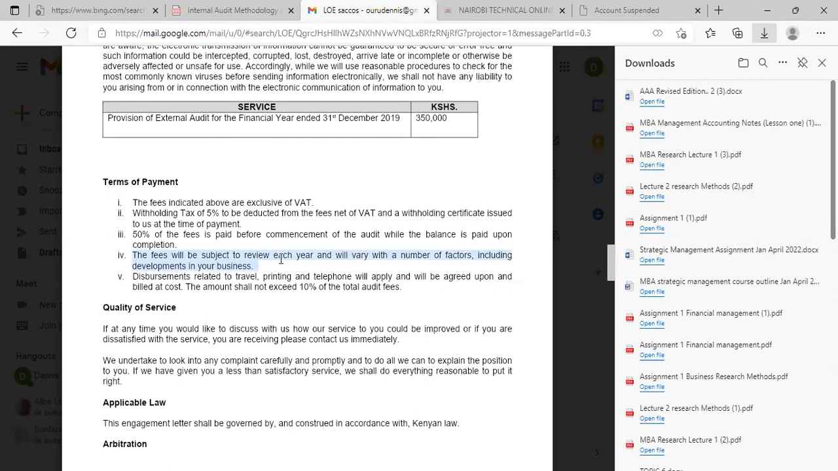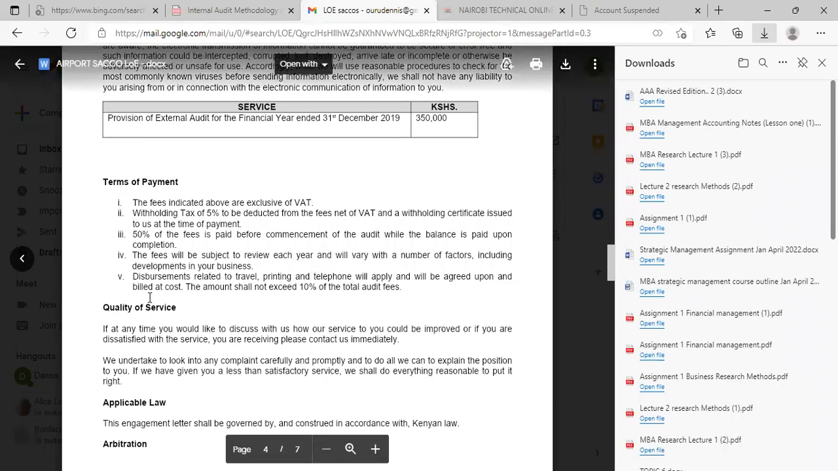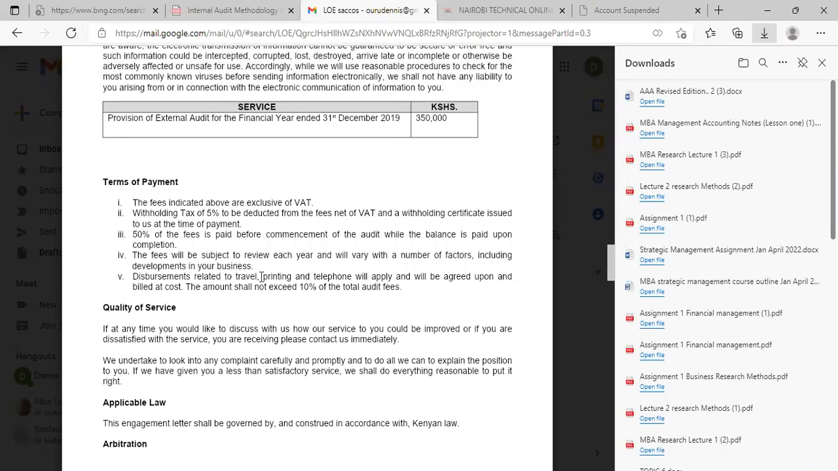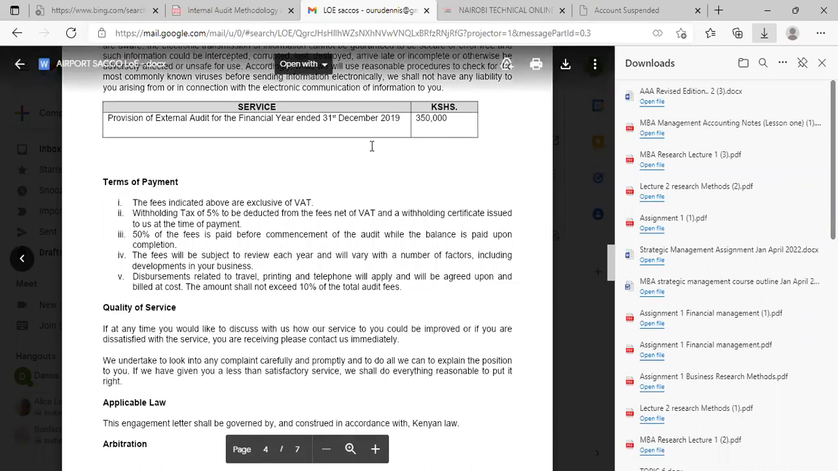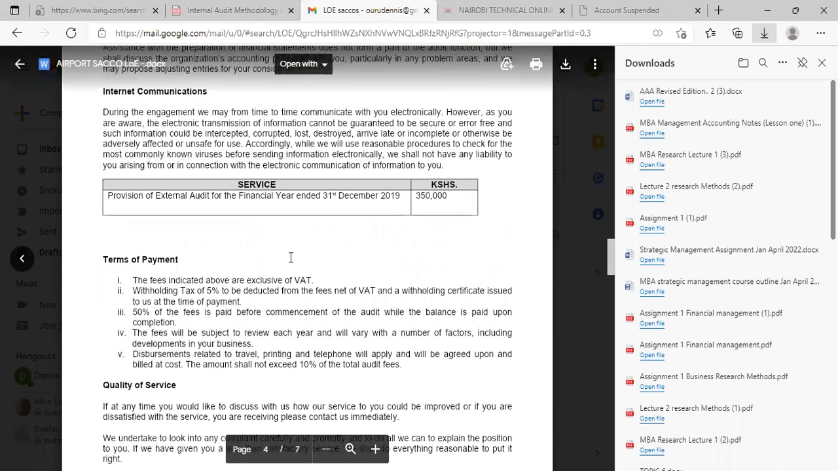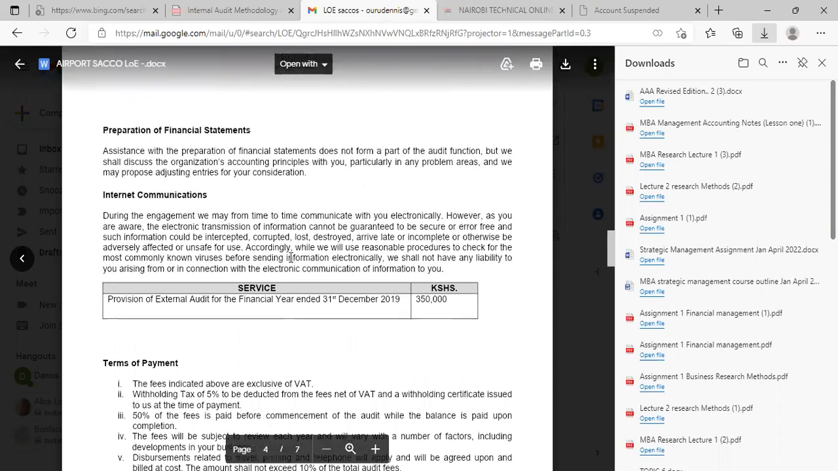The fees will be subject to review each year and will vary with a number of factors, including development in business. If the business increases, we shall charge you more. Of course, there are a lot of factors, like economic factors, that can also make us charge you. Another thing you can mention under terms and conditions when putting the audit fee is that disbursements related to travel, printing, telephone will apply and will be agreed upon, billed at cost. And the amount shall not exceed 10% of the total audit fees. That is 35,000 disbursement.